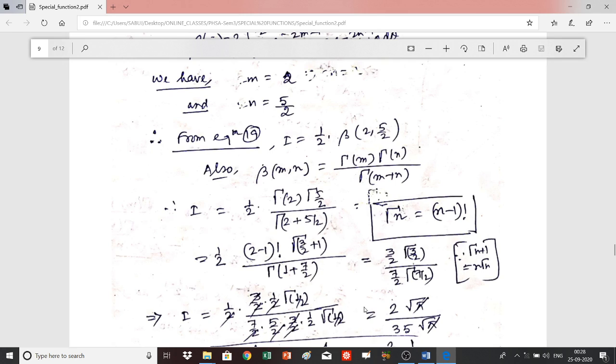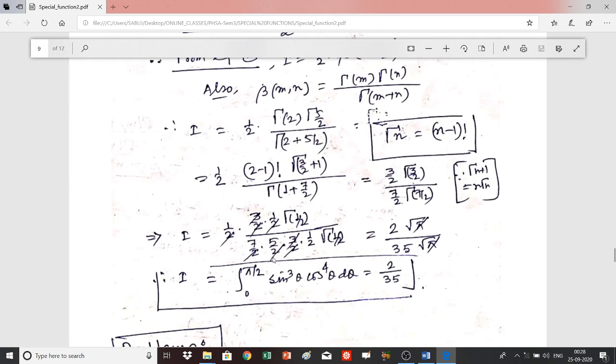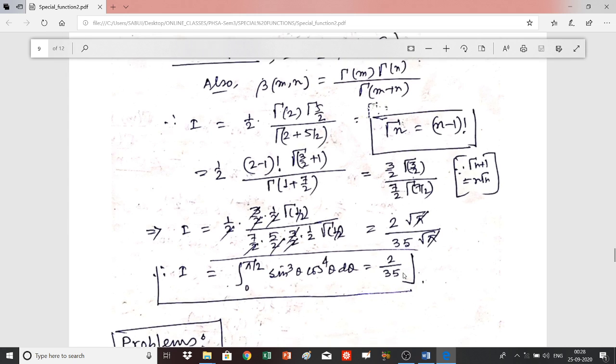Just here a half is missing, but in the next line it has not been missed. So there will be another half, and when you complete the whole calculation that is given here, you will get 2 by 35. So I is equal to the integral from 0 to pi by 2 of sine cube theta cos theta to the 4 d theta, which is equal to 2 by 35.